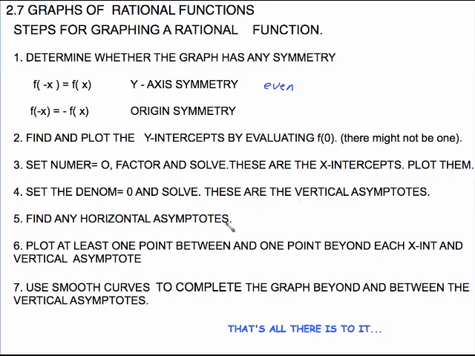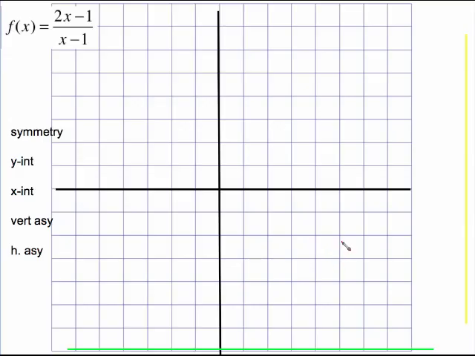Find any horizontal asymptotes by using the rules from the previous video comparing the degree of the numerator and denominator. And then to flesh out your picture, you need to plot at least 1 point between and 1 point beyond each x-intercept and each vertical asymptote. And then use smooth curves to complete the graph beyond and between the vertical asymptotes. And that is all there is to it. So stop the video if you need to copy all these down if you have not gotten these in class. So let's do an example and see what's happening.